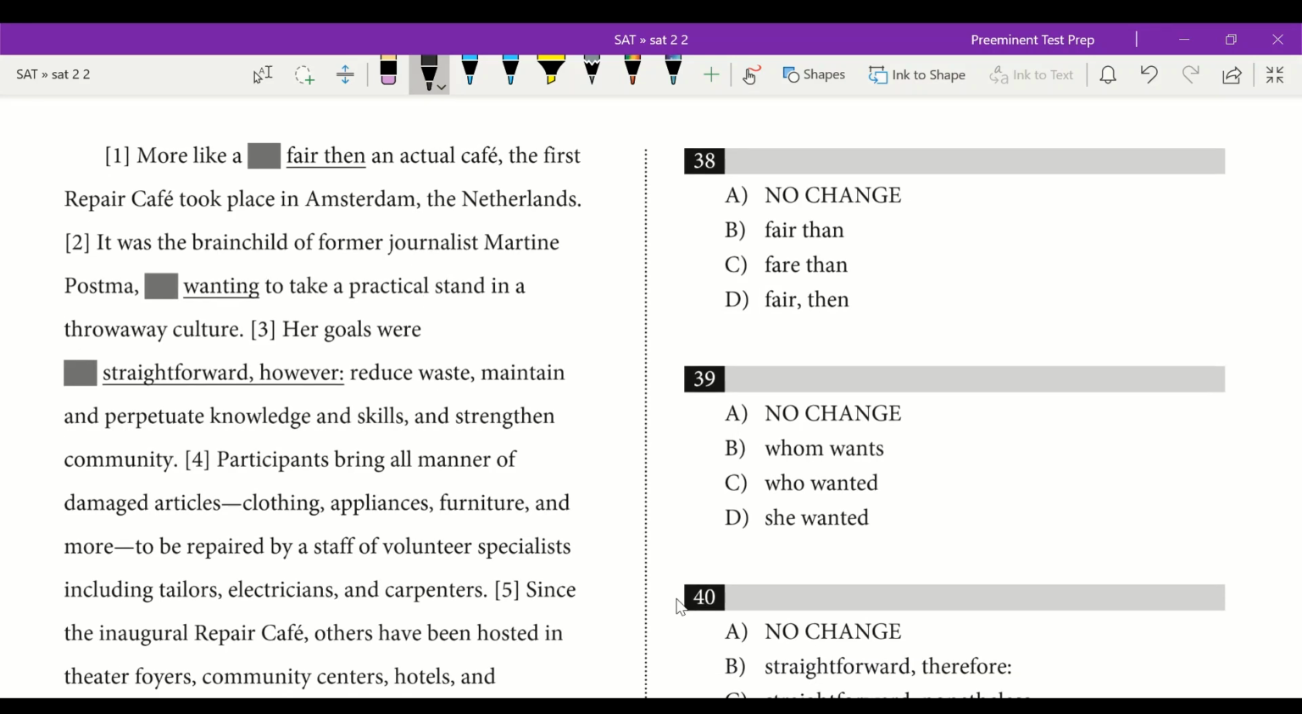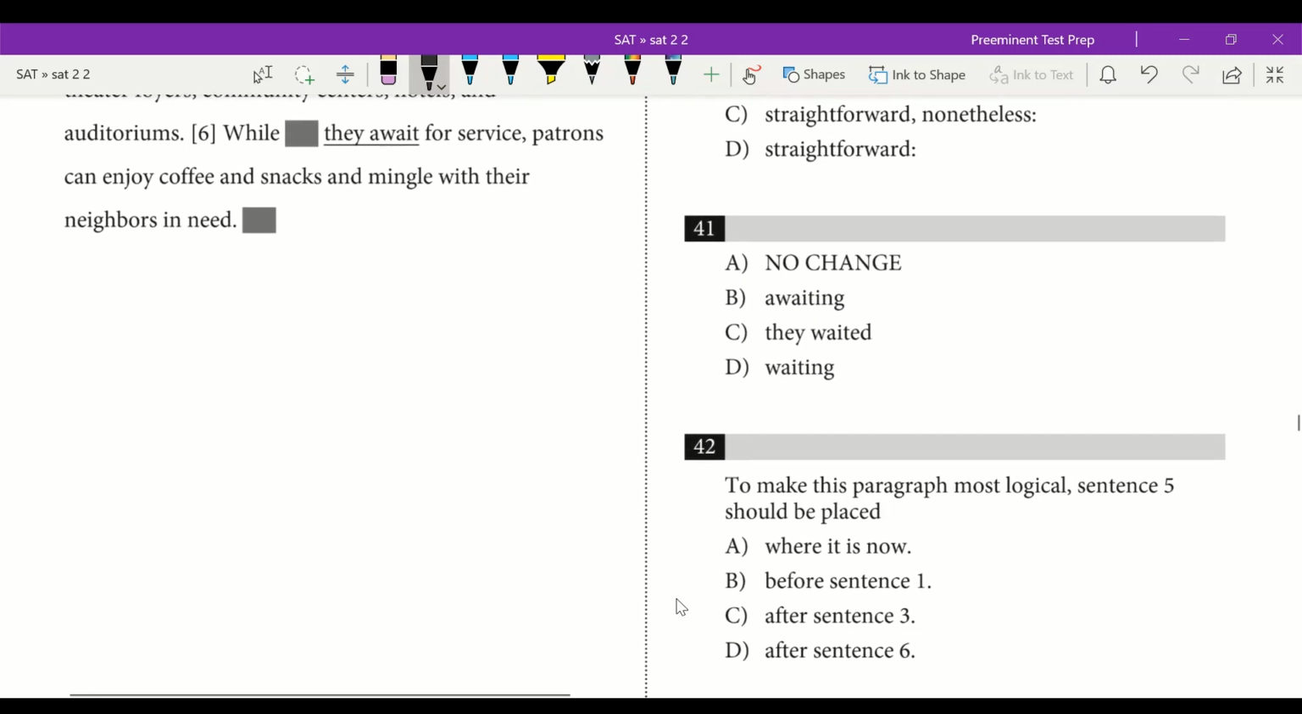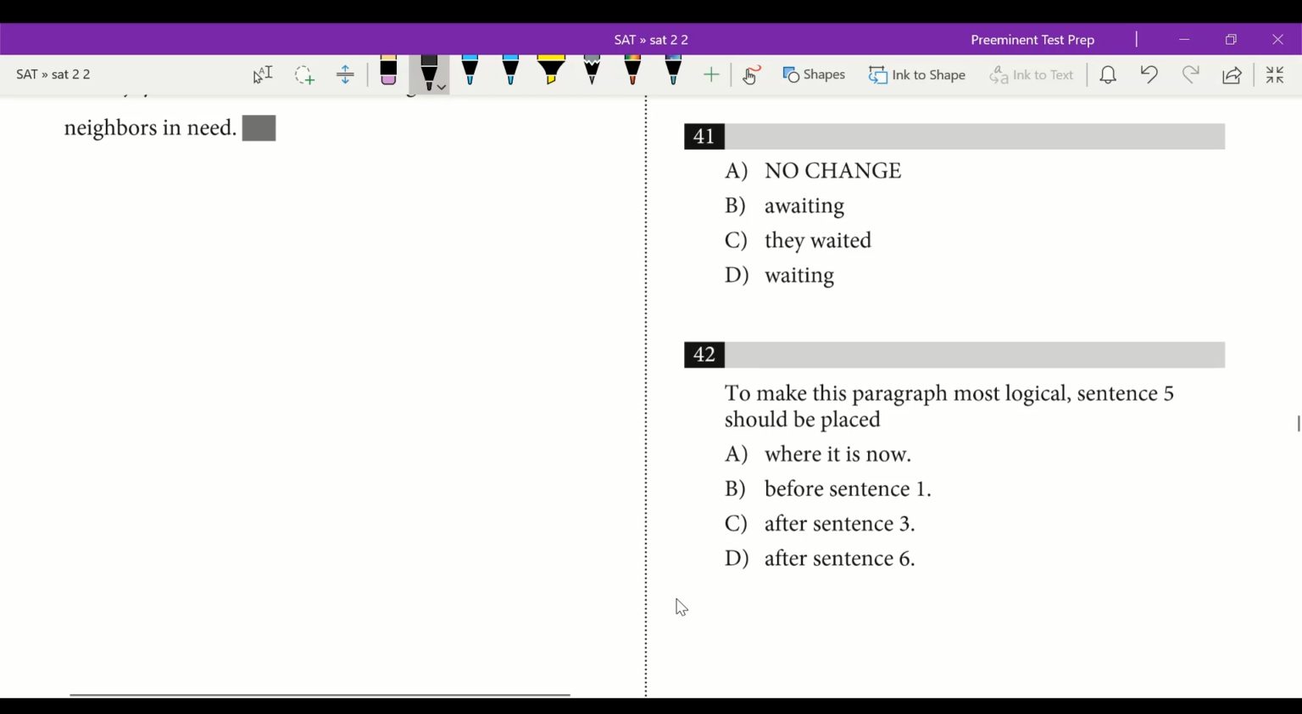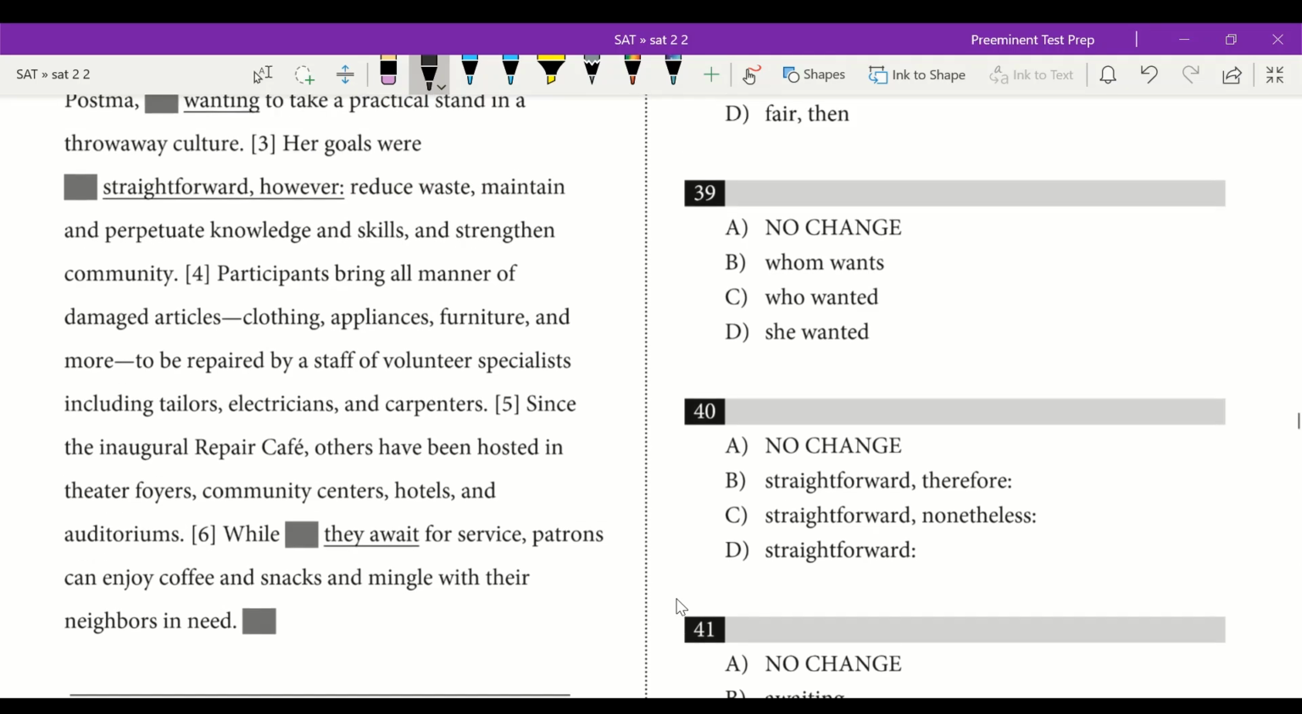Alright. When I see that I have a 1 at the beginning of my sentence, I know that I'm probably going to be asked about where a sentence needs to be. So I'm actually going to go and find the question that's asking that. That way at the end I don't have to go back and read through all my sentences. So I see that I'm asked about sentence 5, and I'm asked to make this paragraph most logical. Where should it be placed?